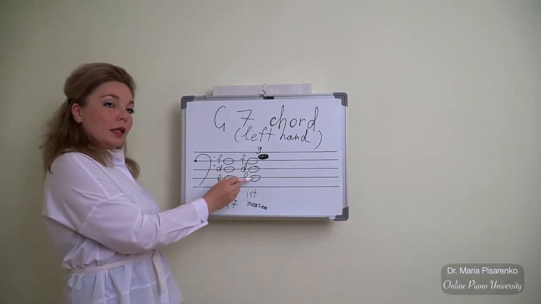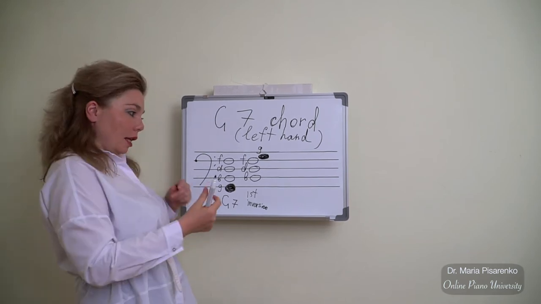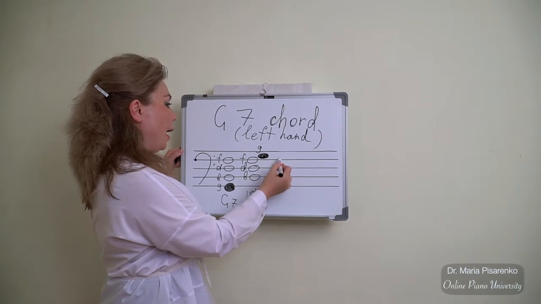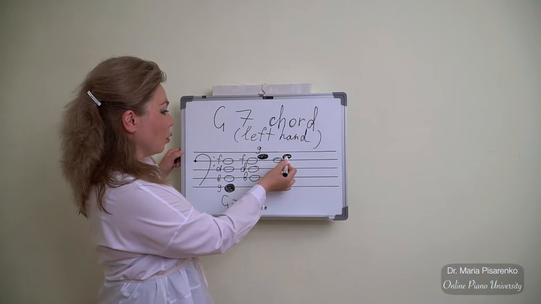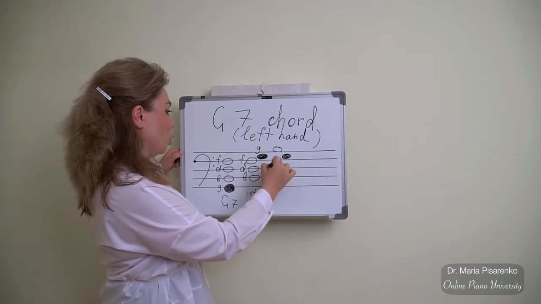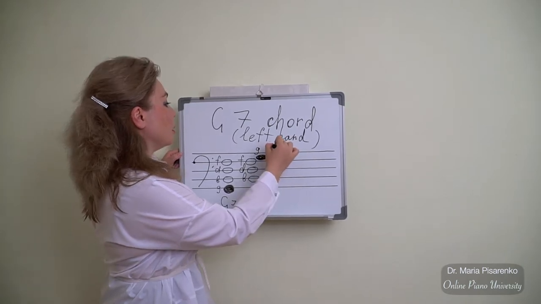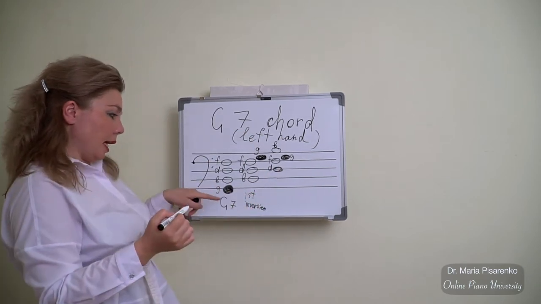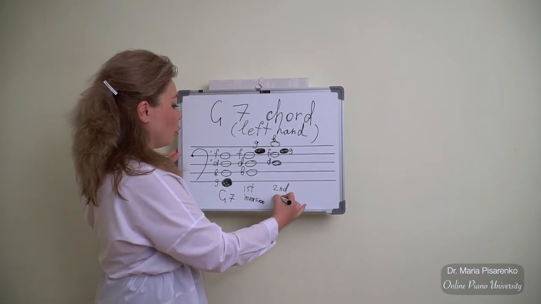If you put the bottom note on top, you will have another inversion of the same chord. So we have D, F, G, and B. Let's mark the notes. So we have D, F, G, and B. This is going to be another inversion of the same G7th chord. So we will put second inversion.